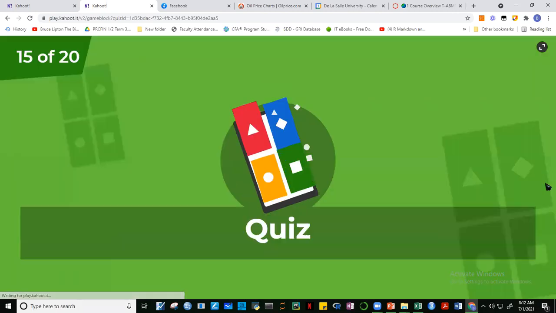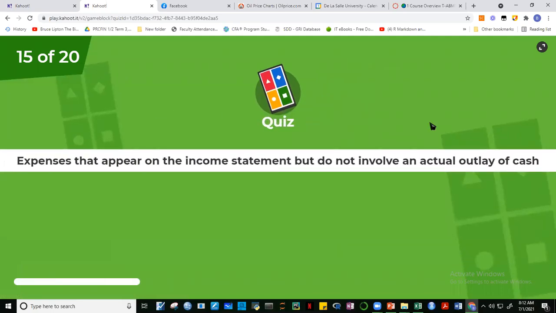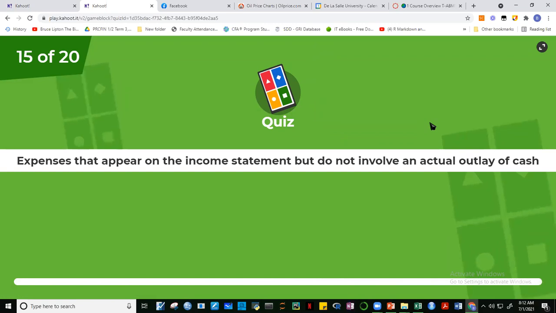Okay, next question, question number 15. Expenses that appear on the income statement, pero wala namang cash outlay.